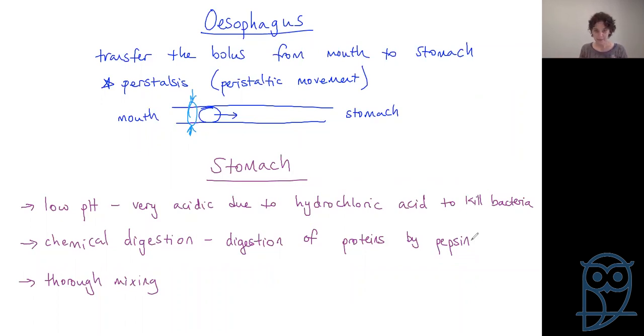So we have chemical digestion of our proteins by our pepsin, and we have thorough mixing. So we're in the stomach. The stomach is a sort of this shaped thing. That's the sort of thing that you're looking for with your stomach. So thorough mixing, we still have peristaltic movements.